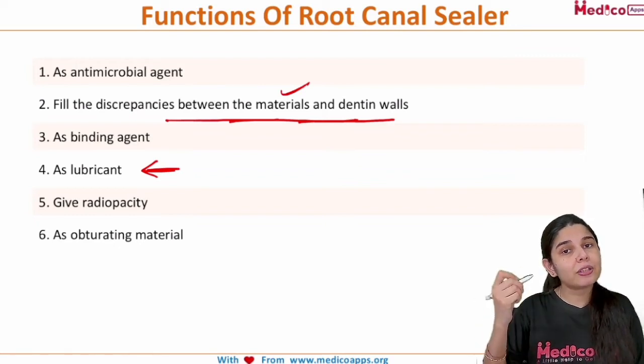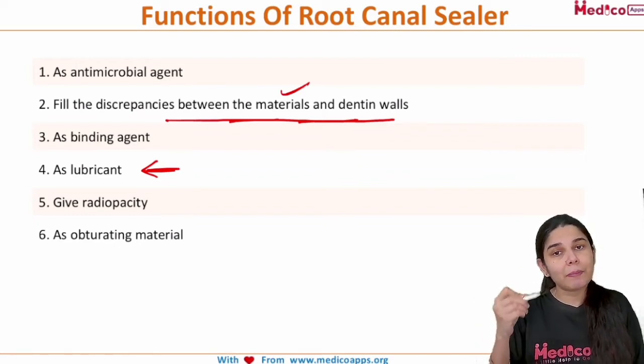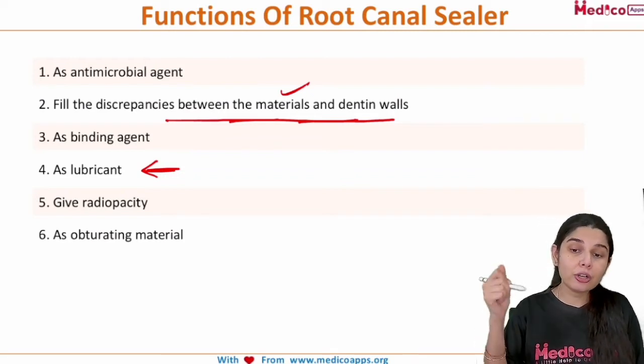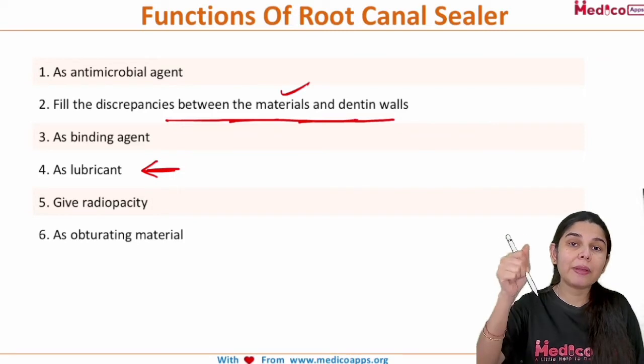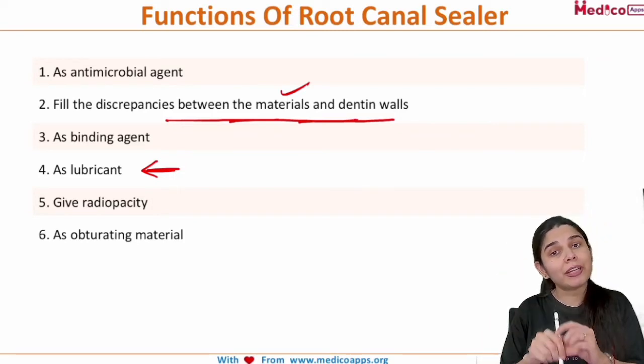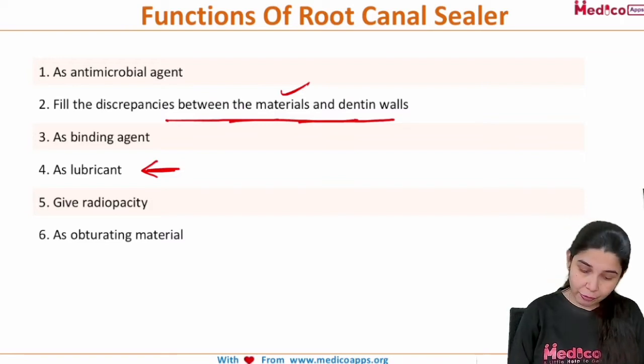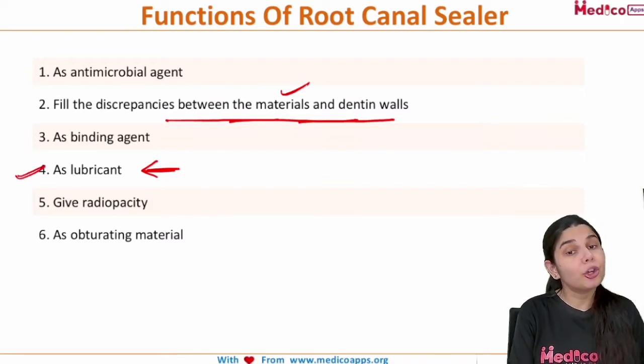So when it is going inside with the gutta percha or the obturating material which we are using, it acts as a lubrication, and that will help in putting the obturating material inside the root canal. Okay, so this is the fourth function of the root canal sealer.